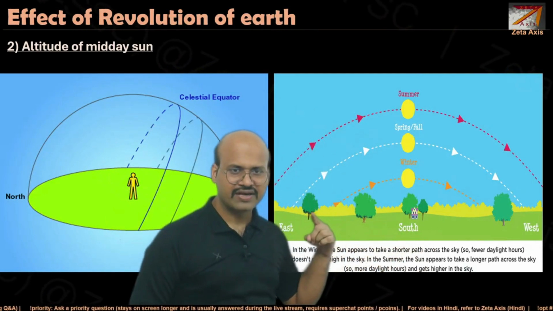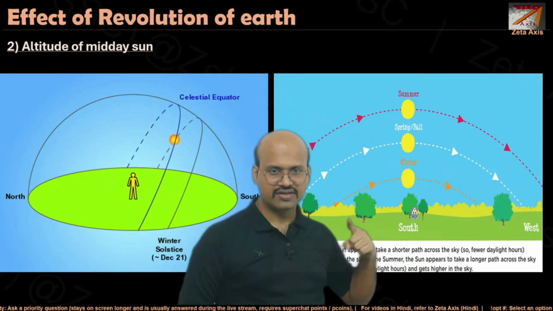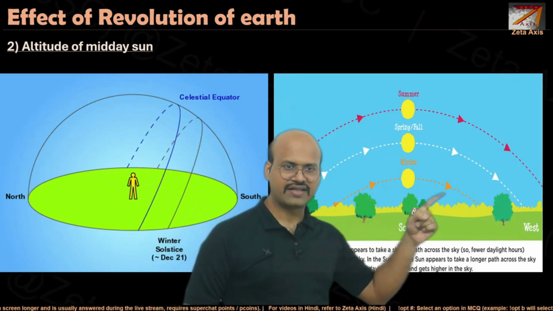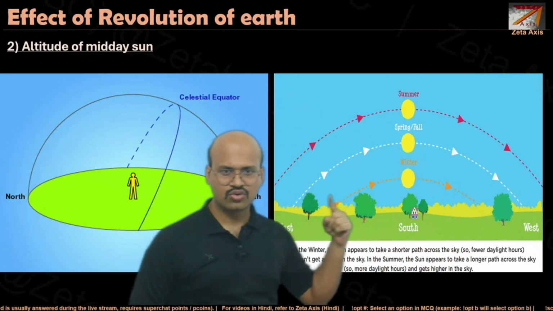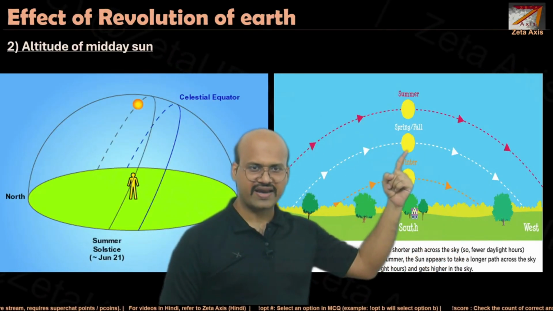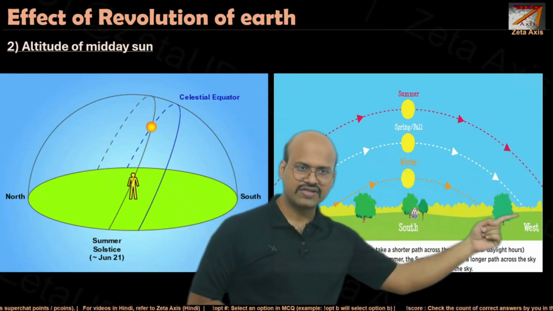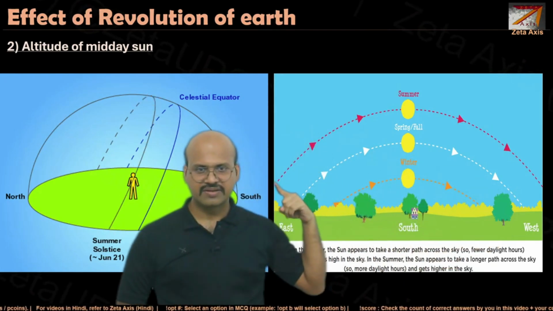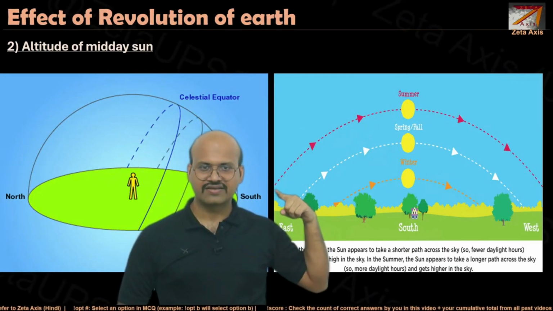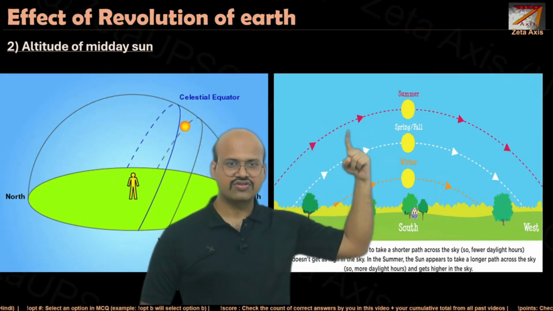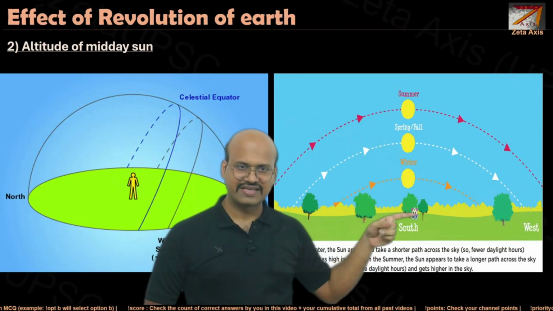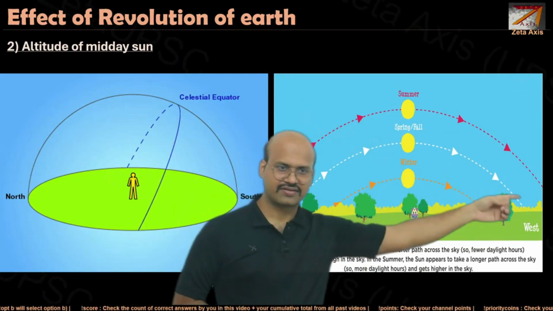We can see that during the winter, the sun rises over here, it follows this path and then it sets over here. During the spring and fall, the sun will rise over here, go to a much higher height and then set over here. And during the summer solstice, in the northern hemisphere, you will see that the sun will rise to a very high height compared to all of the days in our year and then it will set.